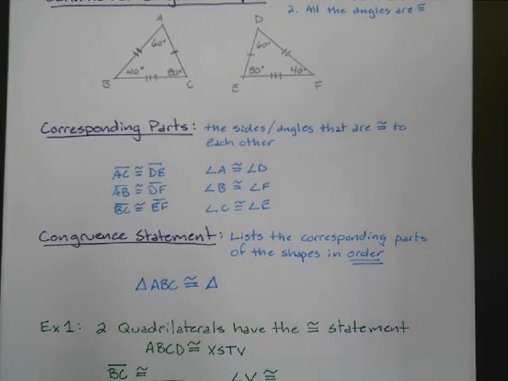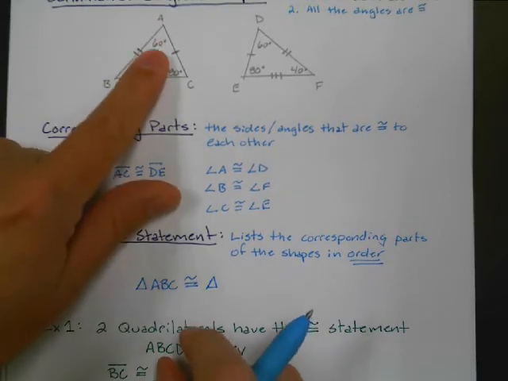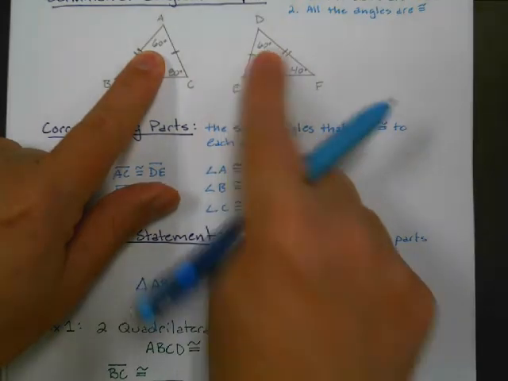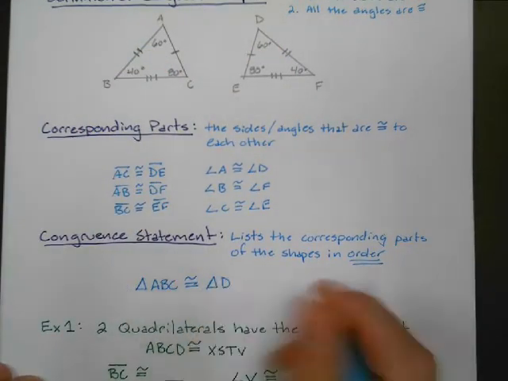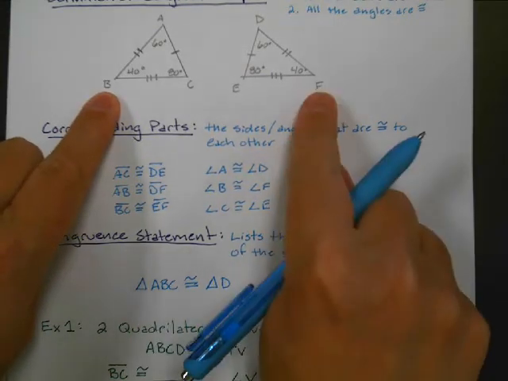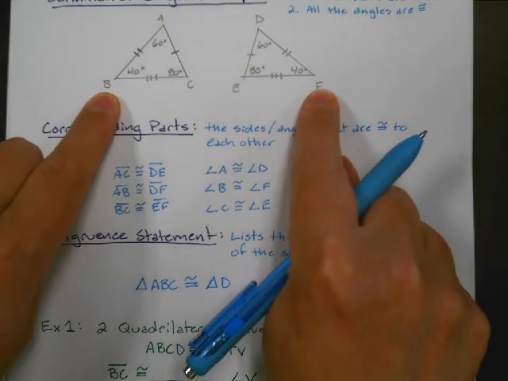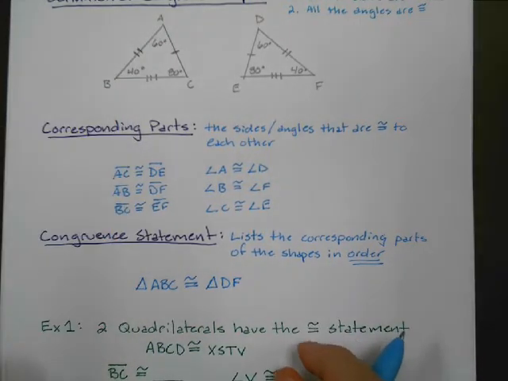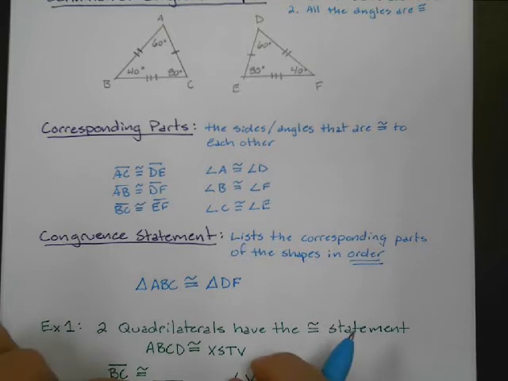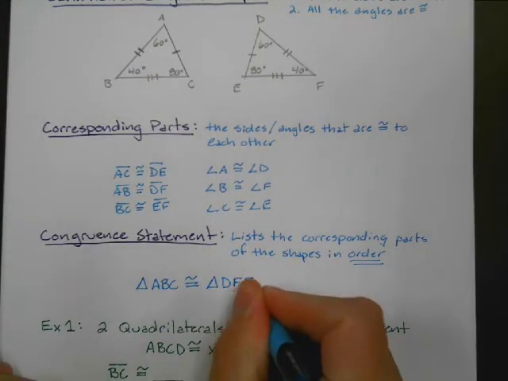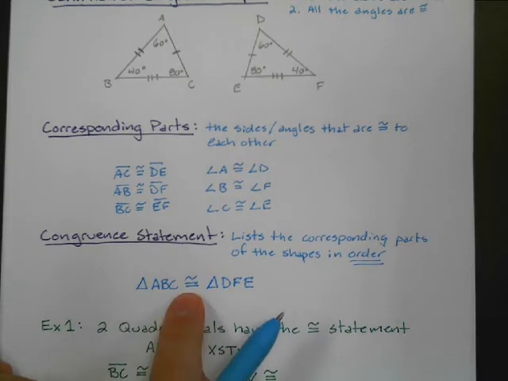All right, now the order really matters. Since I picked A first, A was the 60-degree angle. So since I started with A, I have to start with D on the other one. So I'm going to write D. My second letter that I picked was B. That's the 40-degree angle, and then it would have to go with the F, because that's the 40-degree angle. So my second letter has to be F. I cannot do this in any order that I want. I have to do it in a specific order. They have to be where the corresponding parts are matching up. C is my last one. That was 80 degrees, and that matches with E. So the congruent statement is ABC is congruent to DEF.